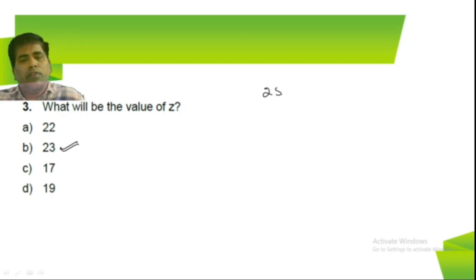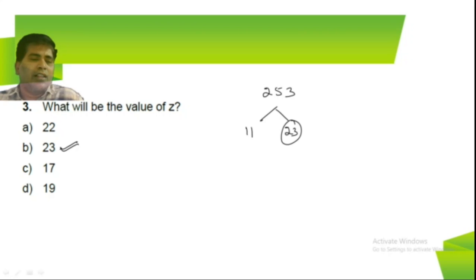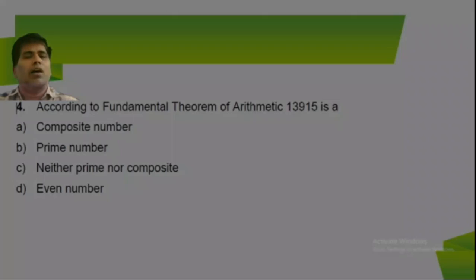So 253, we wrote it as 11 into something. 11 2s are 22, 11 3s are 33. So 23 is your answer. Just go back and check it in the video, you will get the z value as 23 only. So we already solved 3 questions. Next, what about the other questions we have?